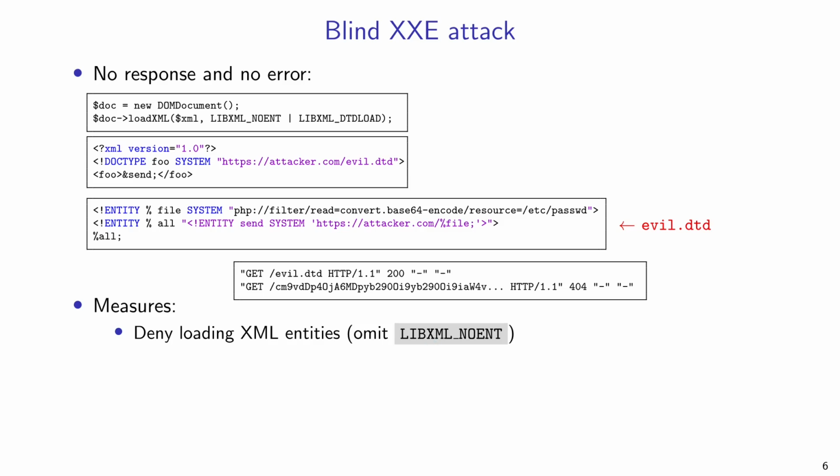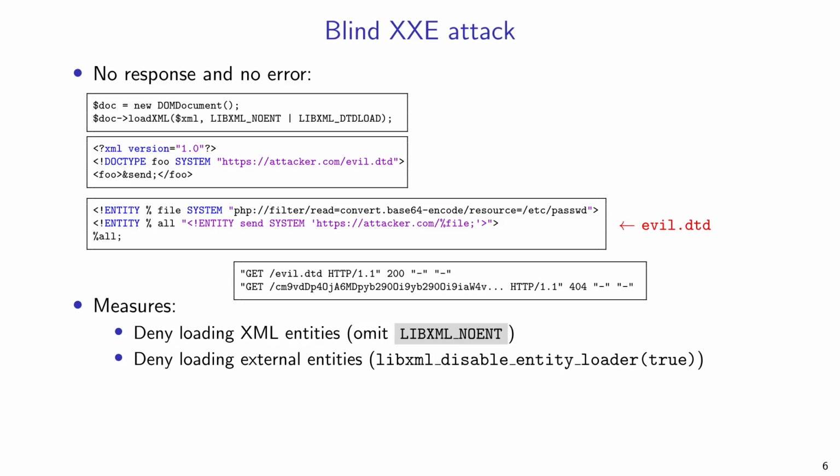If we do need to expand entities, then at least we should deny the loading and expansion of external entities by calling this function and passing through here as a parameter. Then we can deny the loading of external document type definitions by omitting this libxml option, although this has no effect if external entities have been disabled altogether.